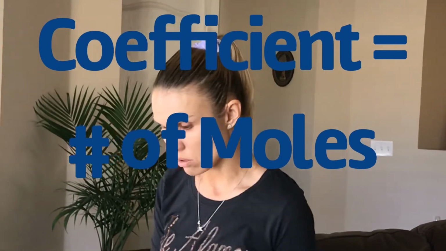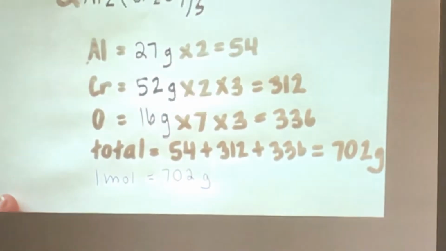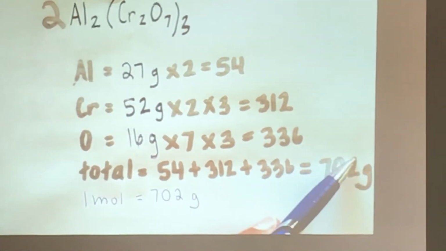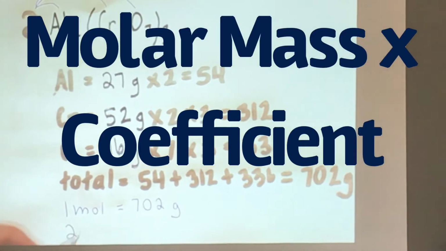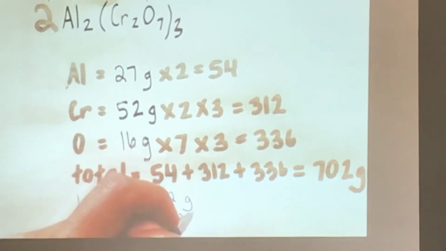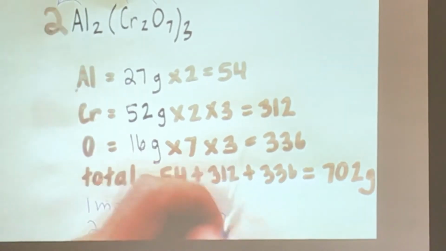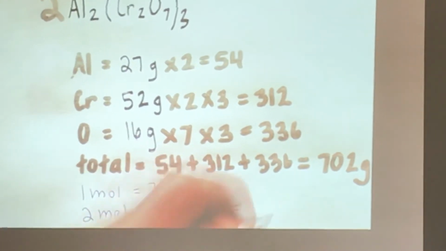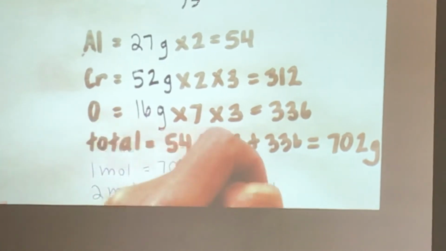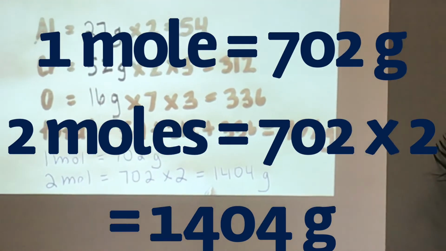Sometimes you're not just going to get a chemical formula with subscripts, you might get something that has a coefficient. So look over here. I added a coefficient of 2 here. If you have a coefficient, calculate the molar mass first, and then you're going to do something very simple. This is 2 moles, and guess what? 702 times 2. This 2 came from there. 702 times 2 is 1404 grams. So this is the mass of 2 moles.